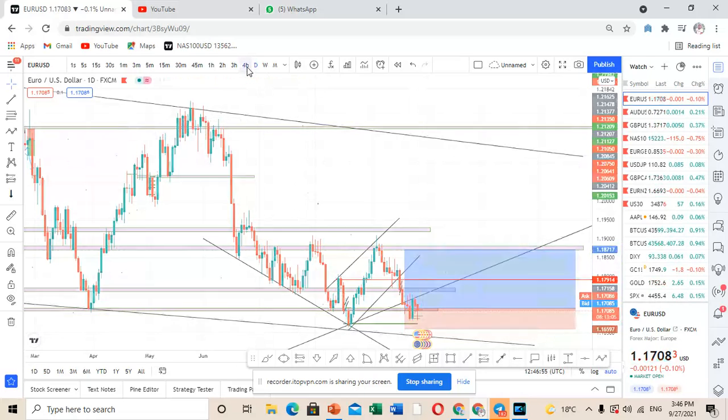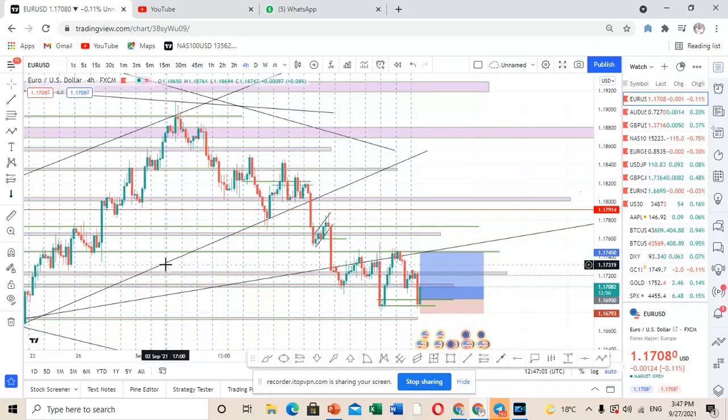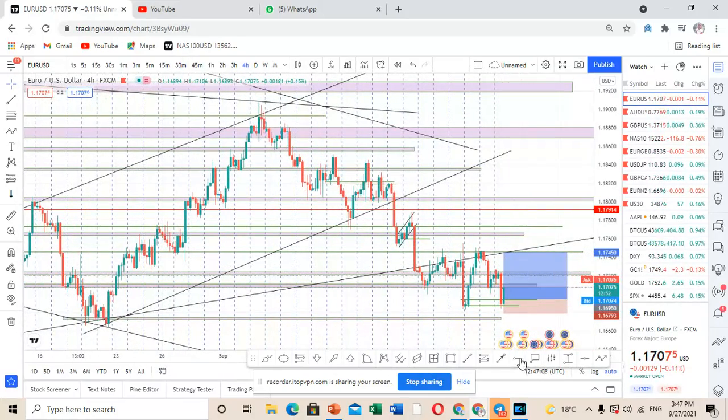So moving into the 1 hour time frame. Looking at the 1 hour time frame, it is just the same thing that I talked about last week.